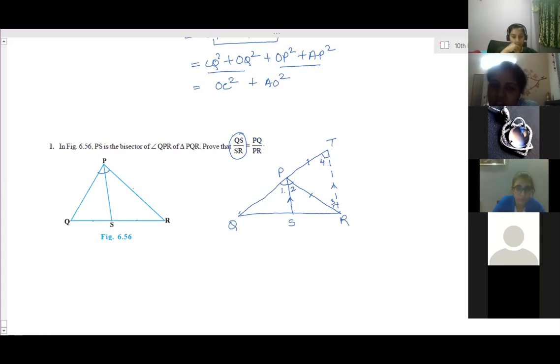Then in triangle QRT, PS is parallel to TR. Therefore by BPT, QS by SR is equal to QP by PT. Now replace that PT with PR. Able to understand?